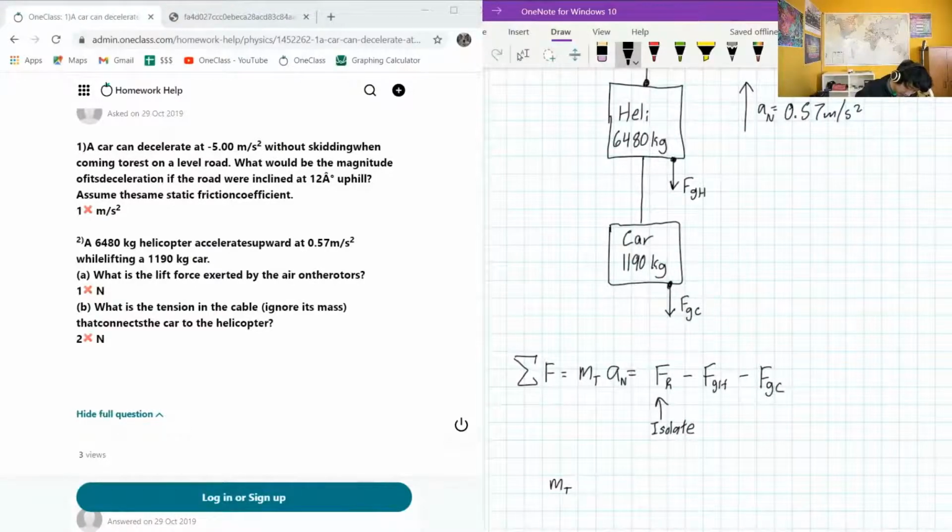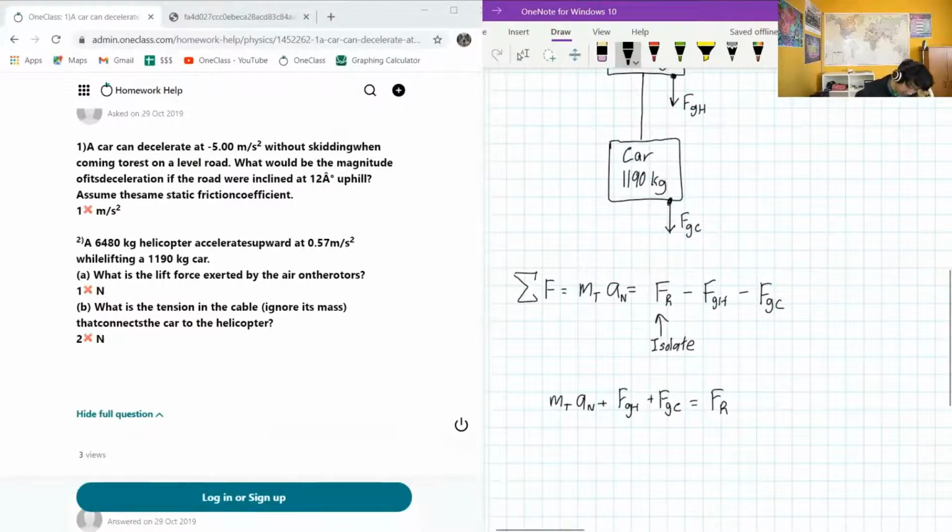MT AN plus FGH plus FGC is equal to the rotor force. To write these out in full, MT is going to be the mass of the car plus the mass of the helicopter, MH, multiplied by AN, plus the mass of the helicopter times G plus the mass of the car multiplied by G, and that is equal to FR.